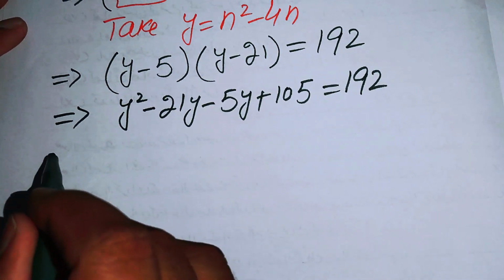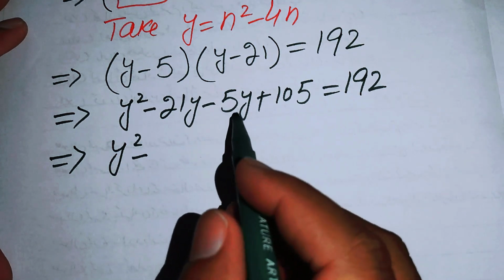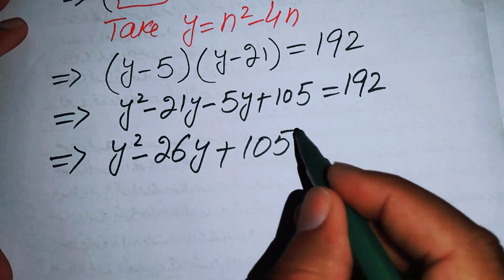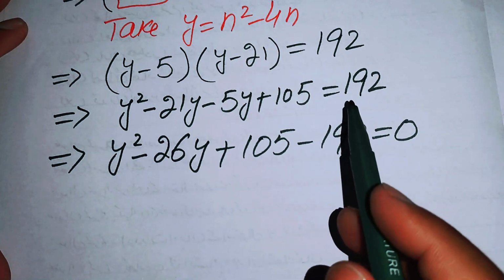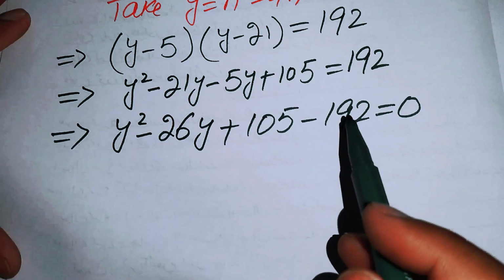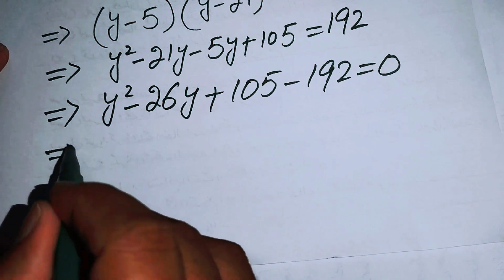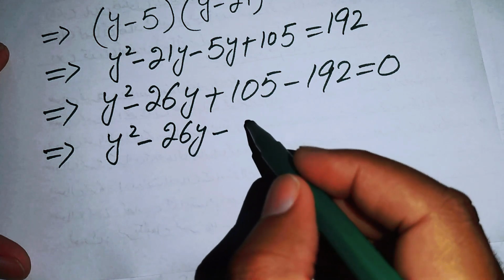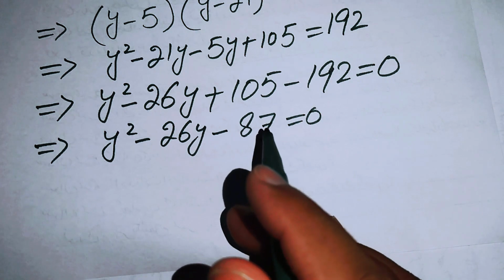And now we rearrange the terms, and you get y squared - 26y + 105 - 192 = 0, since -21 - 5 is -26. Here I move this 192 to the left hand side, and you get minus 192. So now we rearrange the terms, and you get y squared - 26y - 87 = 0. When you subtract 105 and 192, you get minus 87.